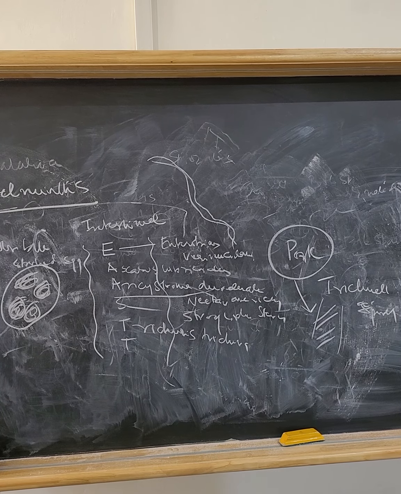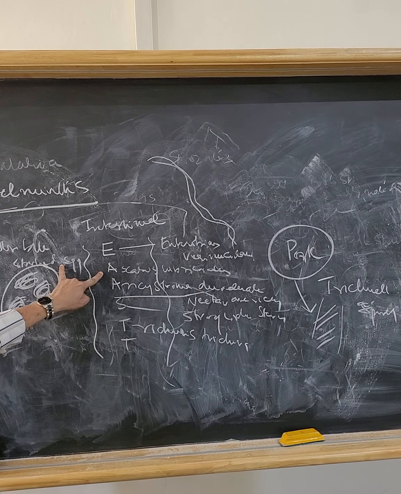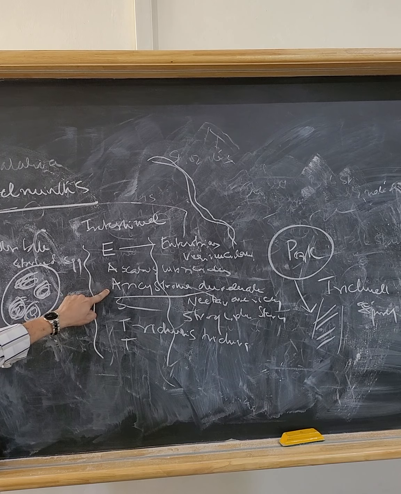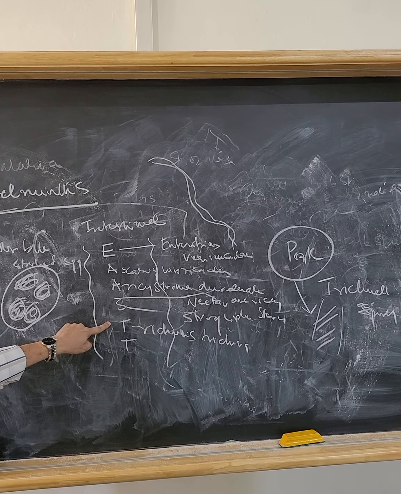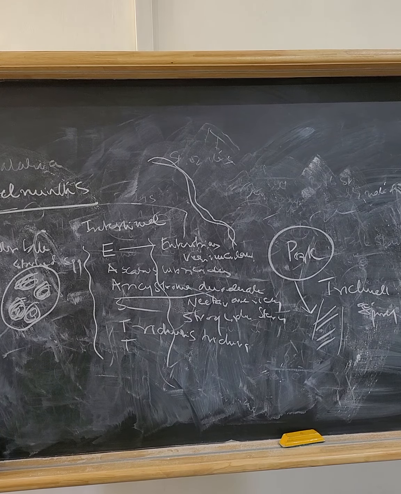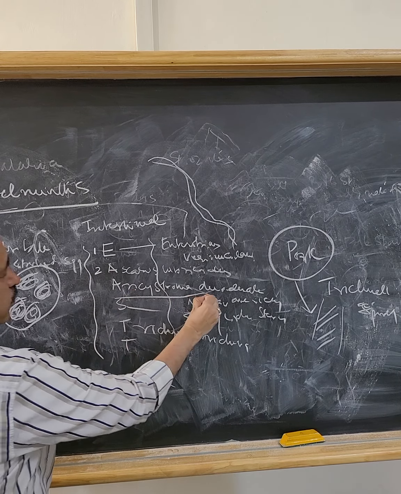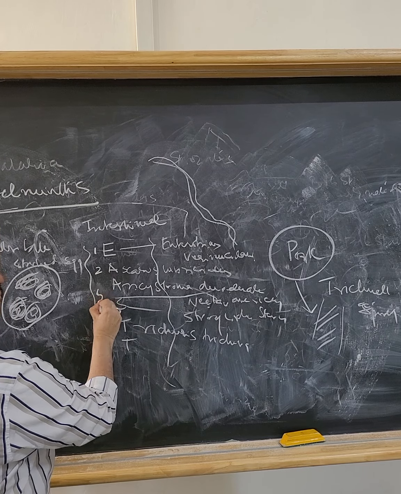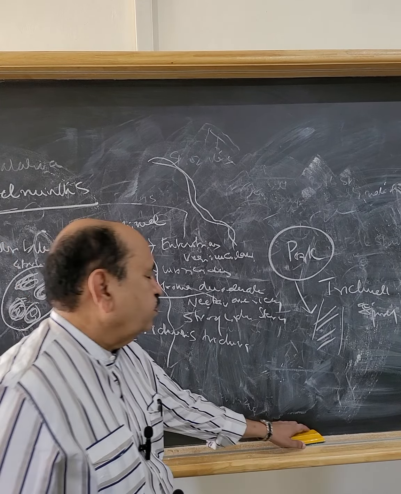This is about the intestine. How many are there? 7. Repeat with me, 7. Enterobius vermicularis, Ascaris lumbricoides, Ancylostoma duodenale, Strongyloides stercoralis, Trichuris trichiura, Trichinella spiralis. Counted. How many are there? 1, 2, 3, 4, 5, 6, 7. 6 you said? The last one you did not count. 7.